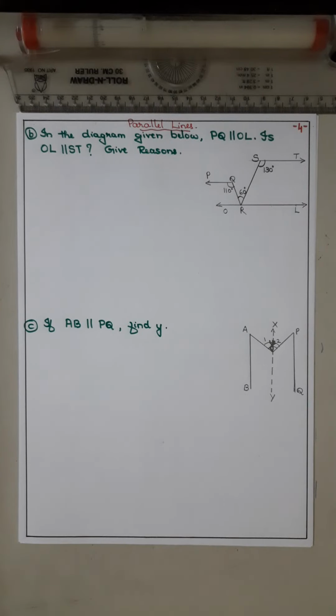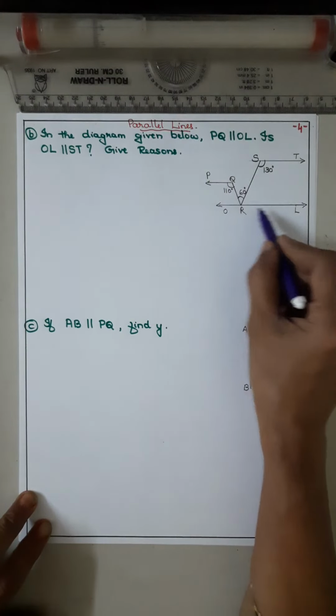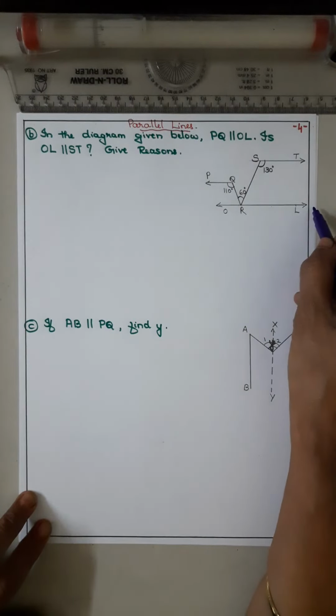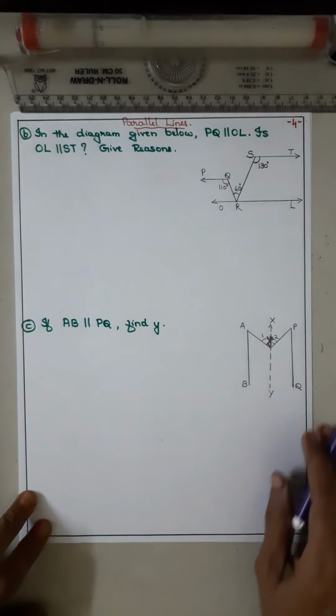Hello 8th standard students. We were discussing the brain teasers of parallel lines. Coming to question number 1, section B, subdivision B. In the diagram given below, PQ is parallel to OL. Now they have asked, is OL parallel to ST?